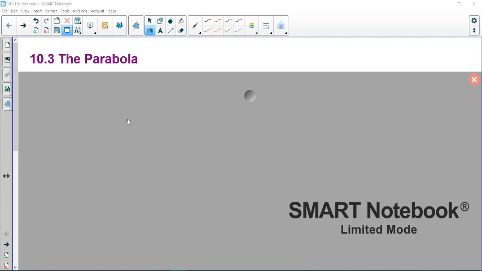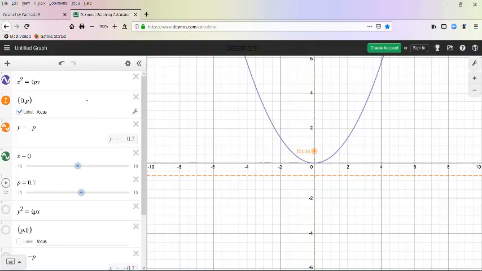Our last conic section is the parabola, and it's very appropriately named, because if you think about how a parabola is created, it's when that plane slices through the cone at an angle parallel to the angle of the side of the cone. Parallel, parabola. Let's explore these a little bit on Desmos.